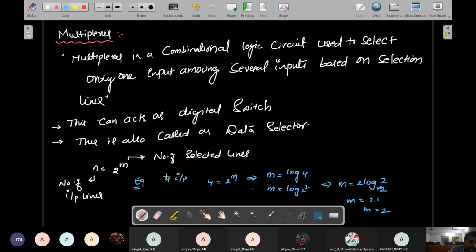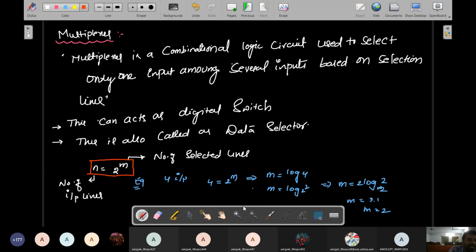If you consider 8 inputs, then the selection lines are 3. If you consider 16 inputs, the selection lines are 4, like that. So this is the procedure to take the selection lines. Based on how many inputs you are using, your selector lines will be derived using this formula. This is the most important formula.